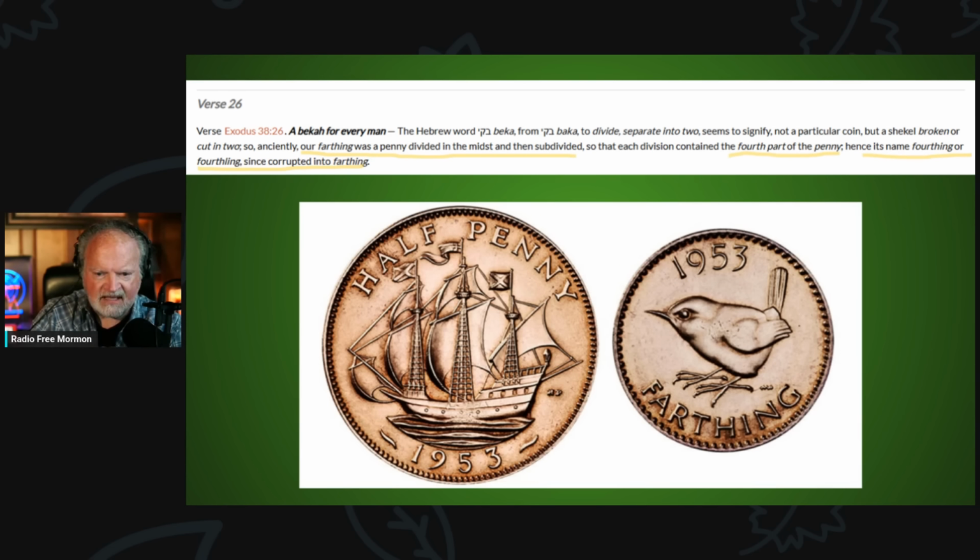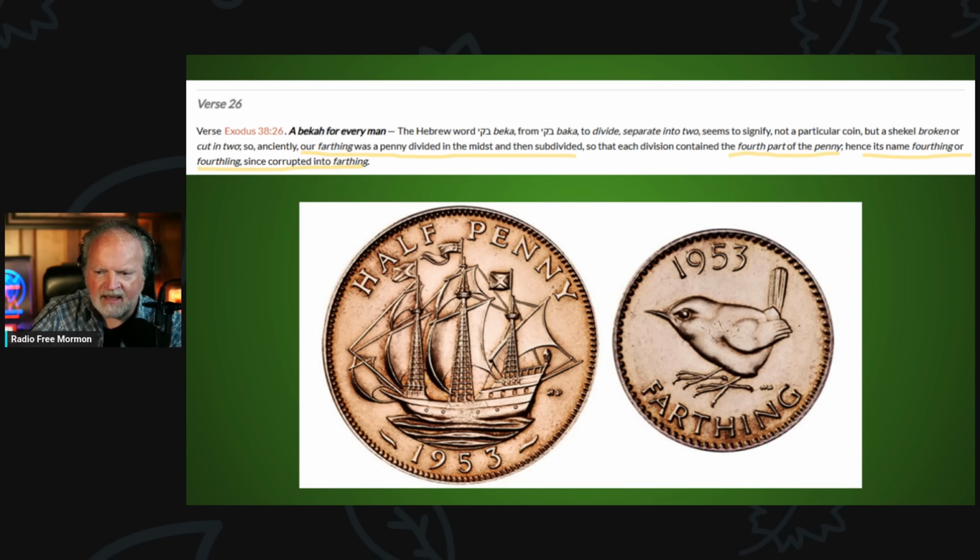Now, this is obviously from England, right? But I learned a few things about money from this. I want to share it with you, especially about the farthing. So, a bekah for every man. This is in another place on the same page where Adam Clarke talks about currency amongst the ancient Hebrews. This is Exodus 38:26, 2 verses later. A bekah for every man.